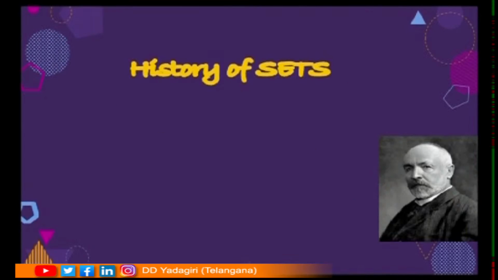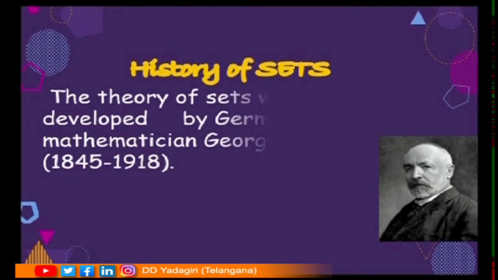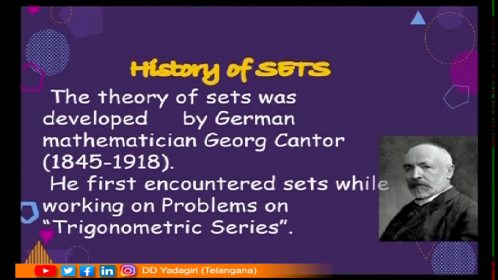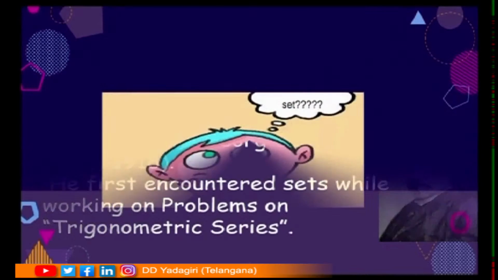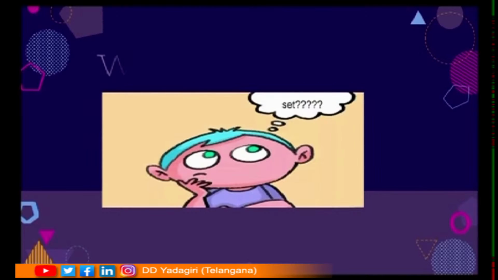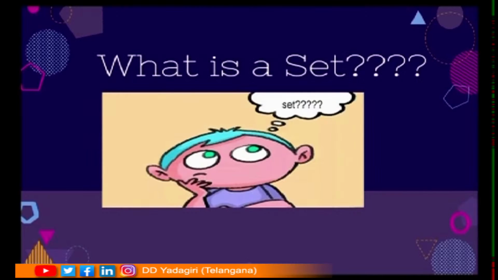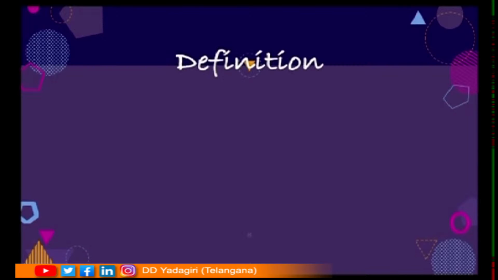Now, before we go into knowing what is a set, let us actually know who introduced sets to us. So, going to the history of sets, the theory of sets was developed by German mathematician Georg Cantor, who lived from 1845 to 1918. He first encountered sets while working on problems on trigonometric series. Now, you all must be wondering, what is a set? Don't worry. First, let us get along with the definition of it.